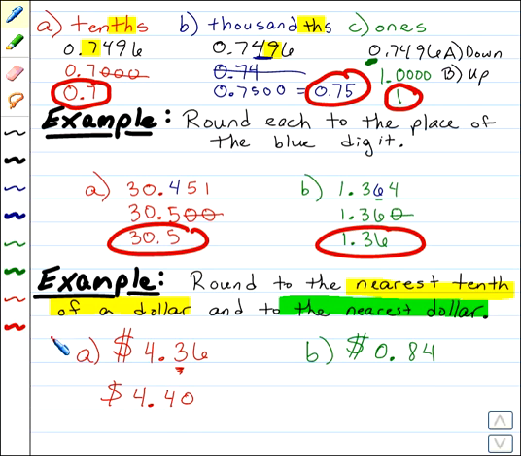Now let's go on to B. Oh, wait, I can't go on to B, can I? Because I'm not quite done. All I did was answer the nearest tenth of a dollar. There's the second part of the question asking for the nearest dollar. I almost forgot. Don't forget.